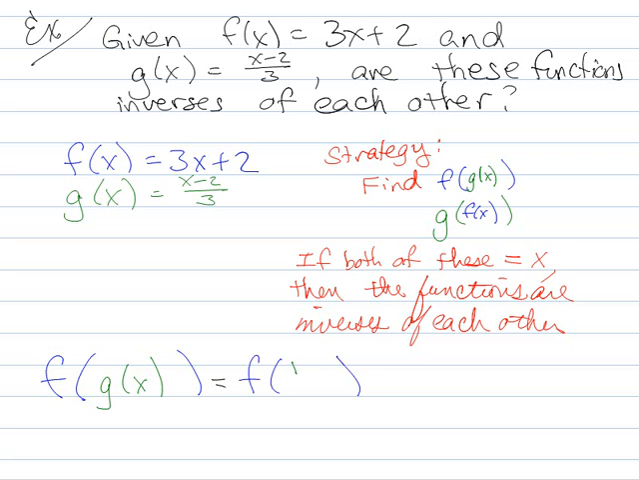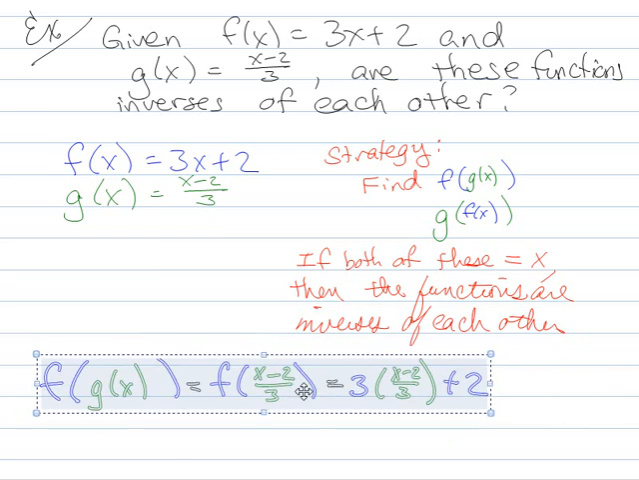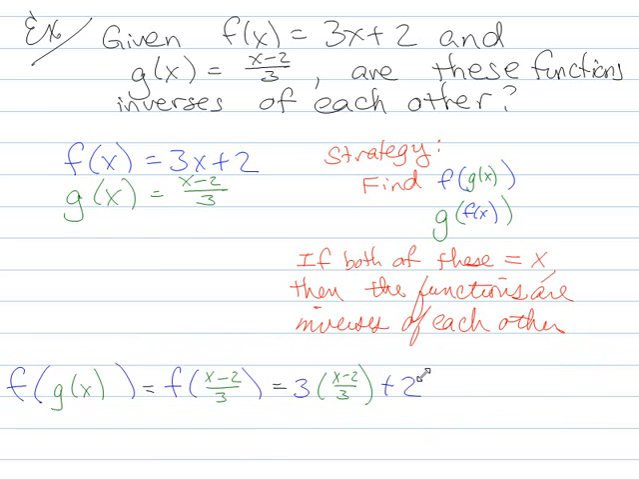So g of x is x minus 2 over 3. All right, so f of g of x is f of x minus 2 over 3. So that means everywhere I see an x in the f function, instead of putting x, I'm going to put x minus 2 over 3. So actually, I want to see if I can fit all this on one line. So I'm going to shrink it down a little bit. I know you don't have that option, but you also have more paper than I do. Okay, so now if I look, the 3's cancel out. So I end up with x minus 2 plus 2, and that equals x.